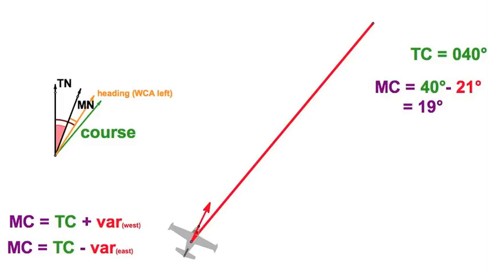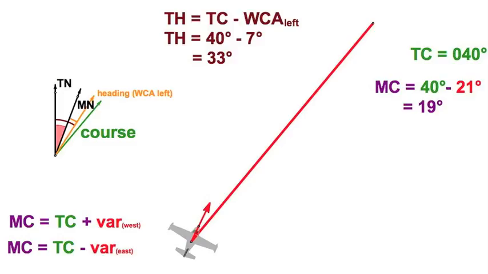Again, I could take my true course. Oh, wait a minute, now I'm getting dizzy here. Or for my true heading, that is, I could take my true course, that's this angle, and I'm going to subtract, or turn to the left, 7 degrees, and I'll get 33 degrees. So that would be for a wind correction angle to the left. It would look something like that.